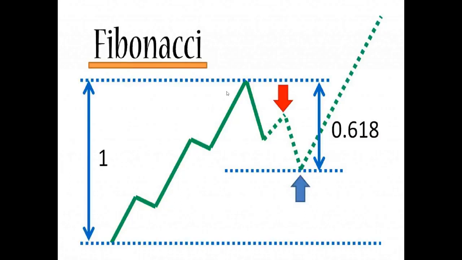If you're in a downtrend, you measure from high to low. I'll repeat it. Uptrend, low to high. Downtrend, high to low.